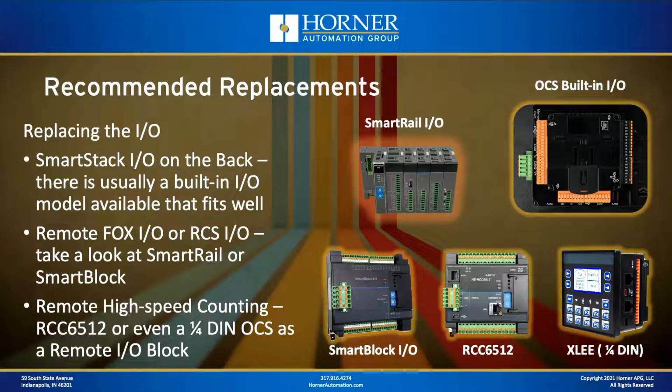One thing I will mention is if you've got an application that had a lot of high-speed counting, because high-speed counting was definitely a strength of the original OCS. If you've got an application with a lot of high-speed counters above and beyond the 4 that are built into most OCS models, then you may need to add some external high-speed counting capability. Your best bets there are the RCC6512, which we consider a high-speed counter coprocessor type module, if you will, or even an XLE used as a remote I/O block. That would be another option for adding additional high-speed counting to a system that originally had a lot of high-speed counters.